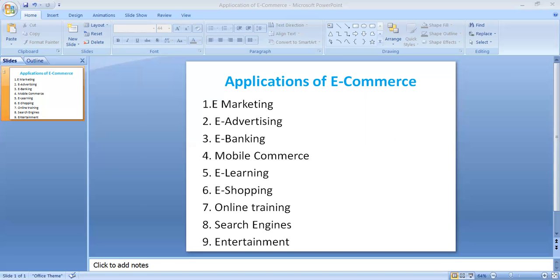Now come to the fifth one, that is e-learning. Today, my dear students, you're all learning, you're all studying your MCOM third semester. Even in the last semester also, from March onwards, you have started studying the classroom teaching with the help of e-commerce. So e-learning is also one of the important applications of e-commerce.